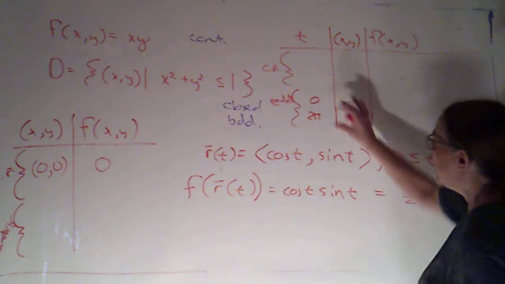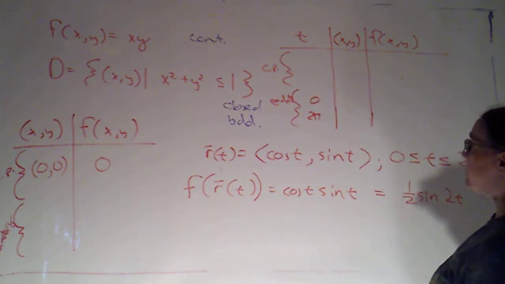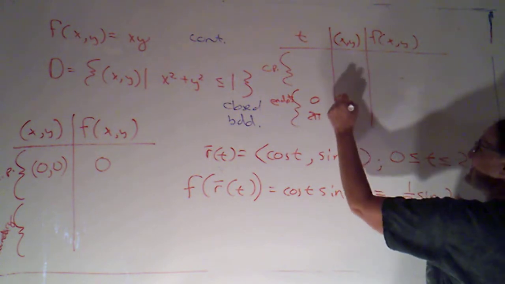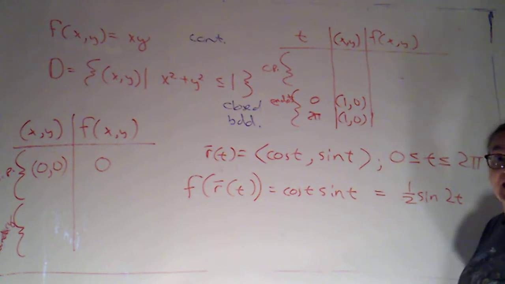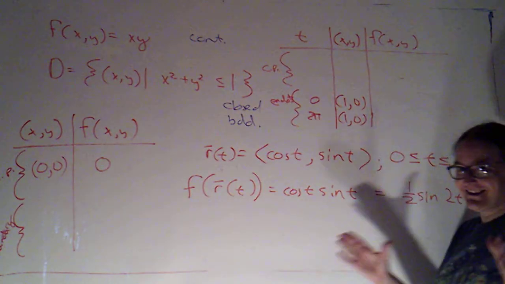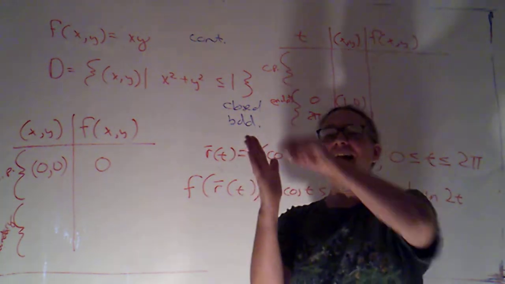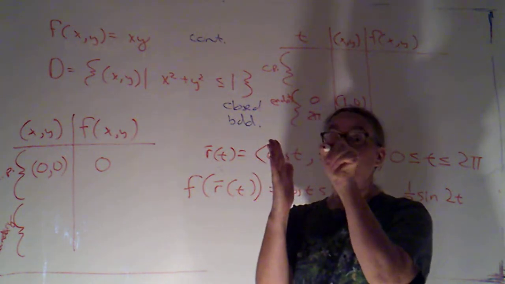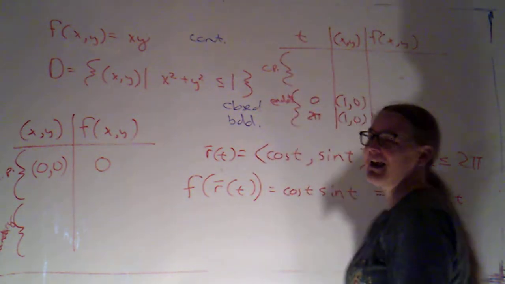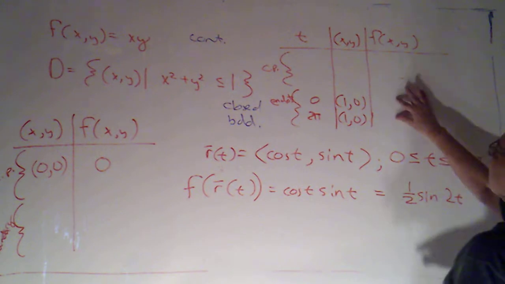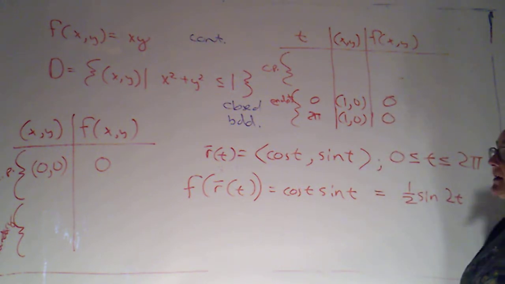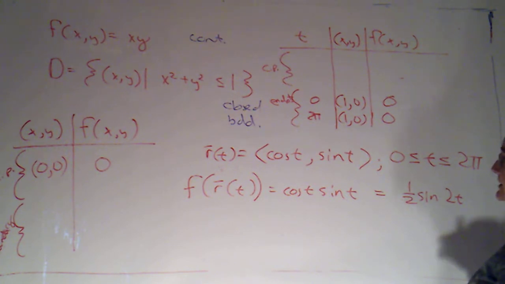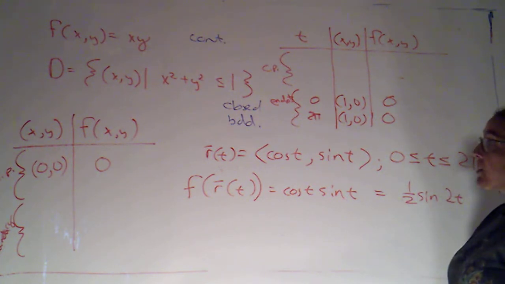So 0 and 2 pi, they actually both correspond to the same point on the circle, (1, 0). That's because in order to include both endpoints, I actually had to come literally full circle so that my starting and ending point are the same. So x times y will just be 0 at that point. All right, so let's find our critical points.